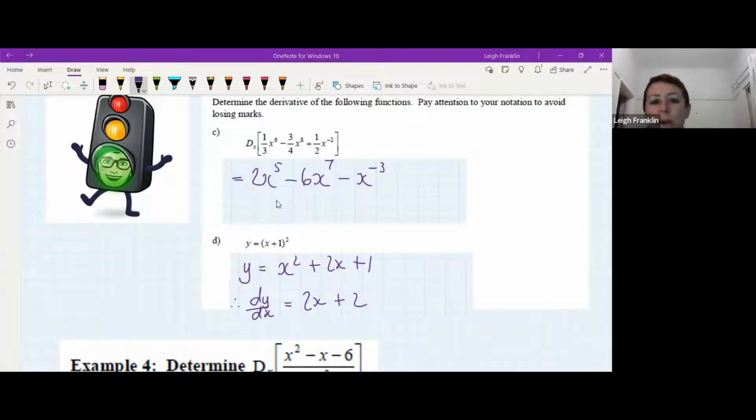Okay, so what I'm doing is I'm applying my power rule to each term. So I'm taking my exponent. In the first term, my exponent is 6, and I'm multiplying it by my coefficient. So 6 times 1 over 3 is going to leave me with 2. That's where the 2 comes from. And then I've got to take 1 away from 6, and that's where the 5 comes from.